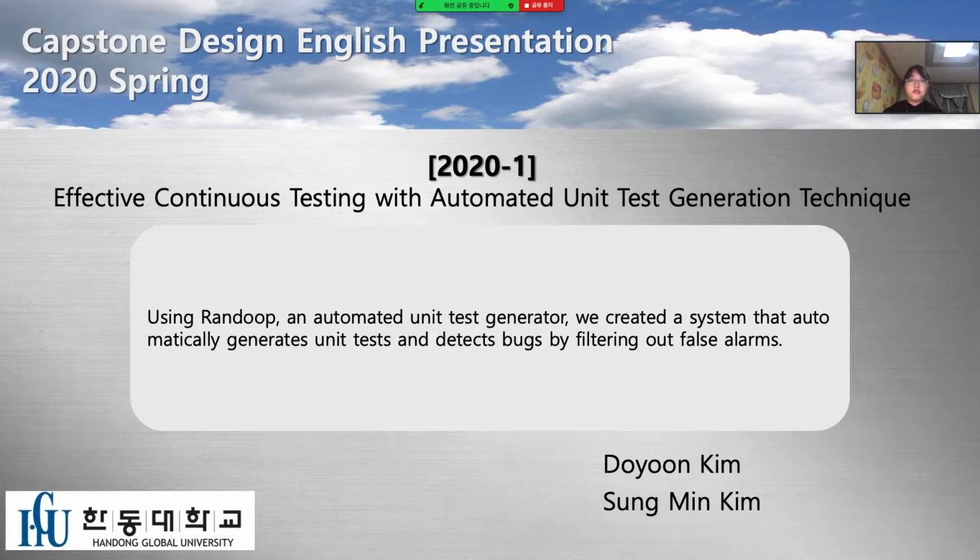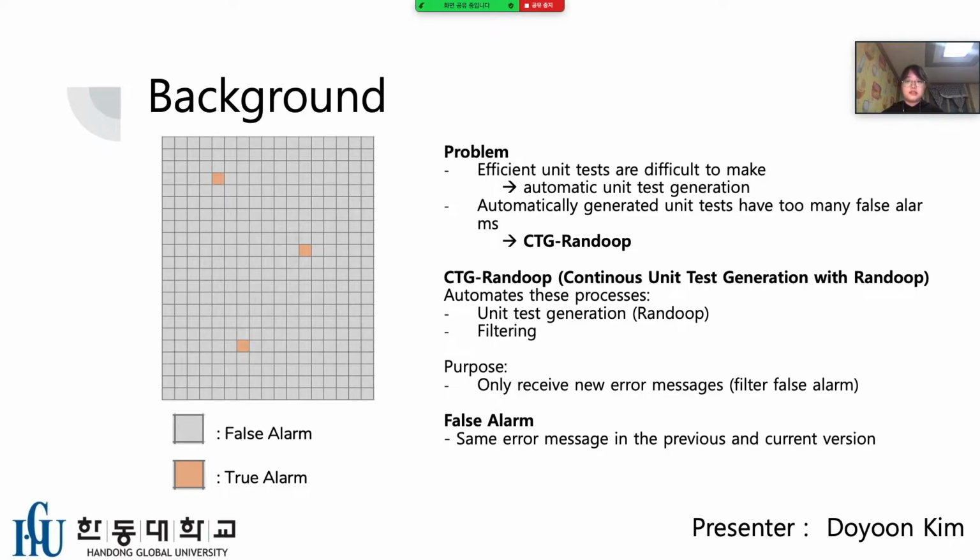The subject of our capstone design is effective continuous testing with automated unit test generation technique. Unit testing is important in software development. Unit testing could detect and prevent possible bugs in the software. However, it takes a lot of effort for engineers to make effective unit tests. This is why automated unit test generators were introduced. However, these tools produce too many false alarms and they can distract the engineers from discovering actual bugs among them.